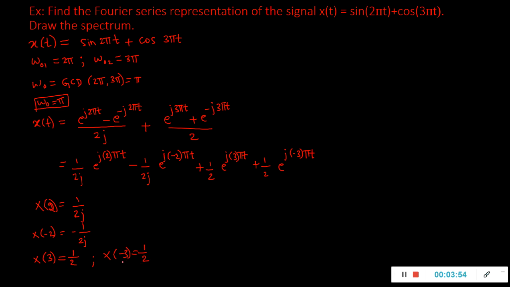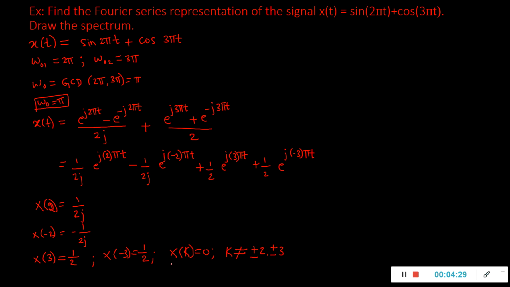The value of x of k, if k is not equal to 2, minus 2, 3, minus 3, is going to vanish. So I'm going to write that condition here: x of k will vanish if k is not equal to plus or minus 2 and plus or minus 3. If the value of k is not this, then it does not exist; x of k vanishes. So this is how we calculate the Fourier series representation of the given signal.